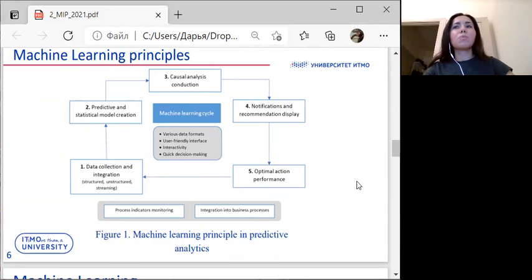The process begins with data collection and integration. Data can have different properties and formats. The next step is predictive models creation and causal analysis performance. The next two stages are decision alerts and recommendation and decision-making and implementation. And then the cycle repeats until satisfying solution is found or all the tasks are solved.